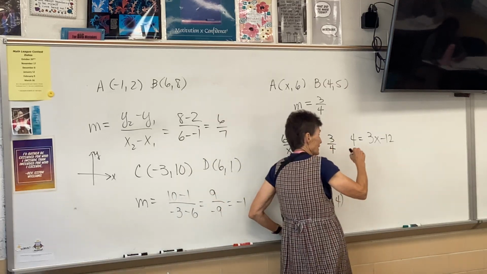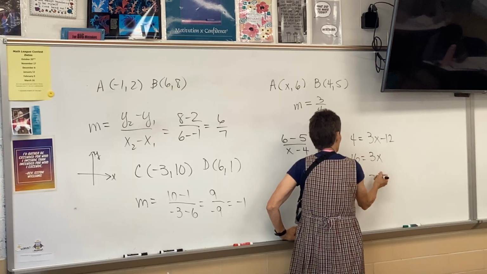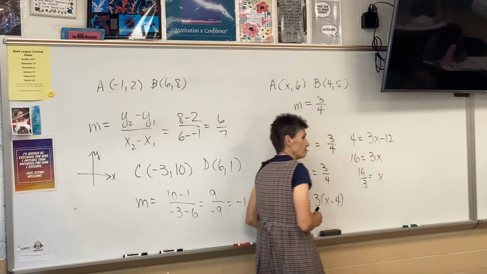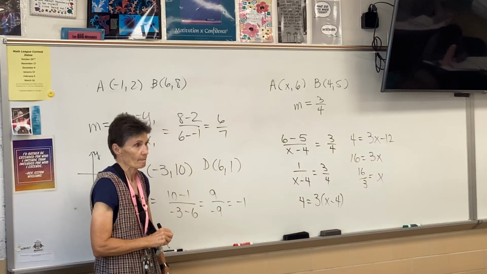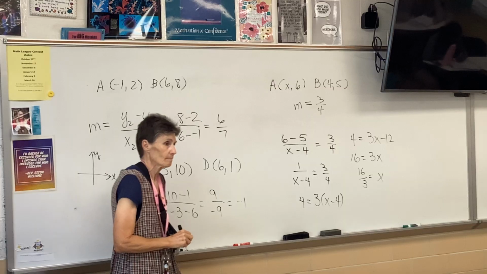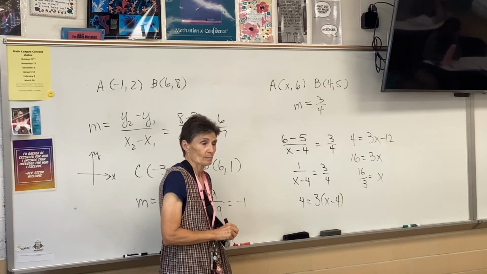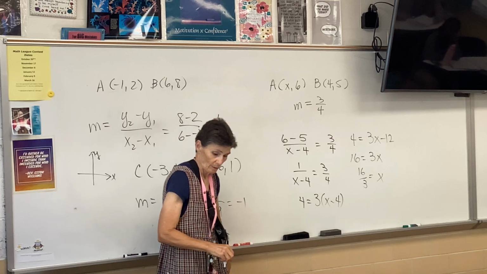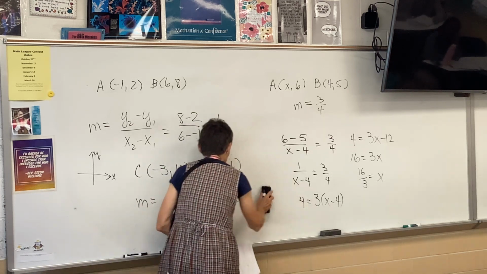Now we'll solve like we did yesterday. We'll add 12 and divide. I got 16 thirds. I got x equals 16 thirds. Right, that was a little tricky. The next one's the same. Let's go ahead and do the next one.